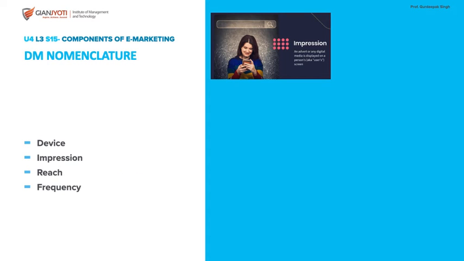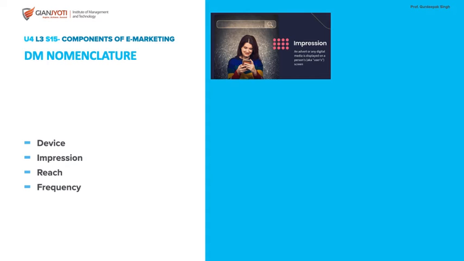Now, it is important to understand the nomenclature of digital marketing. Four things are very important to understand. First is the device, like a mobile device, a desktop, an iPad or a laptop. We should be very clear what our target is in terms of devices.